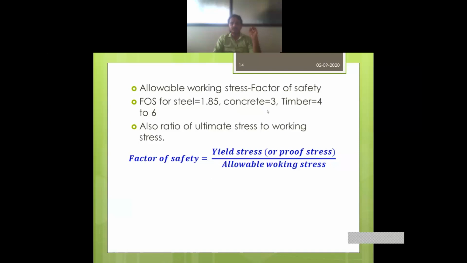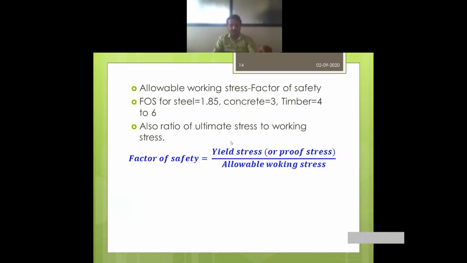For concrete it is 3. Factor of safety is 3. For timber the factor of safety is 4. Also the ratio of ultimate stress to working stress can be defined as the factor of safety. So this is the factor of safety.